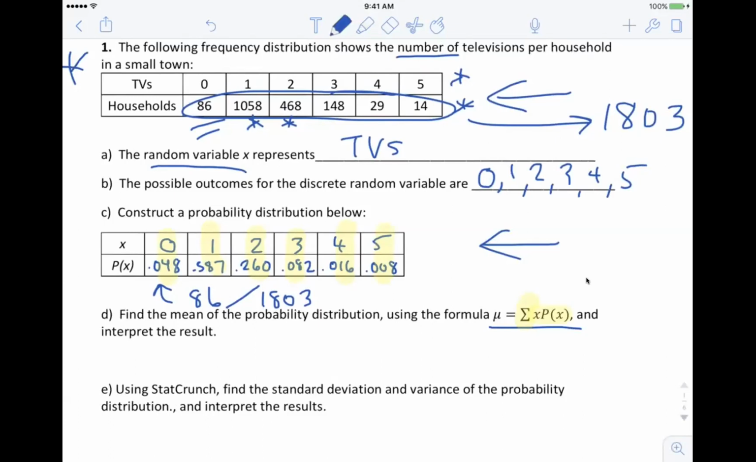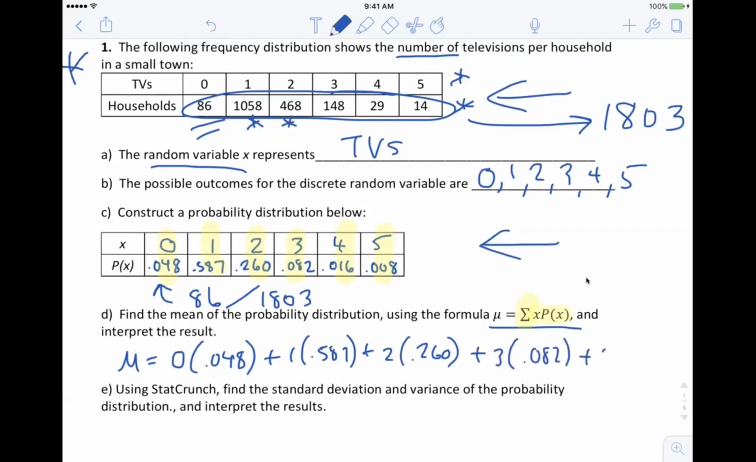So that would look something like this. Mu equals 0 times 0.048 plus 1 times 0.587. This might feel familiar. This seems like what we did when we found the mean of a frequency distribution. It really is what you're doing, finding the mean of a frequency distribution. Okay, so I'm writing it all out here. Got to get them all. And then put that into my calculator, and let's see what we get.